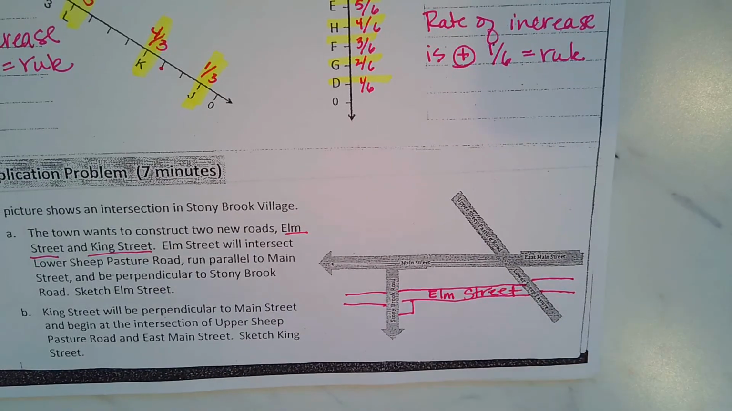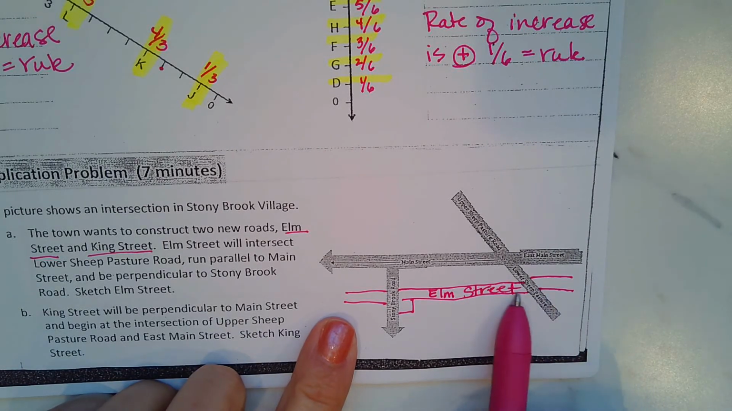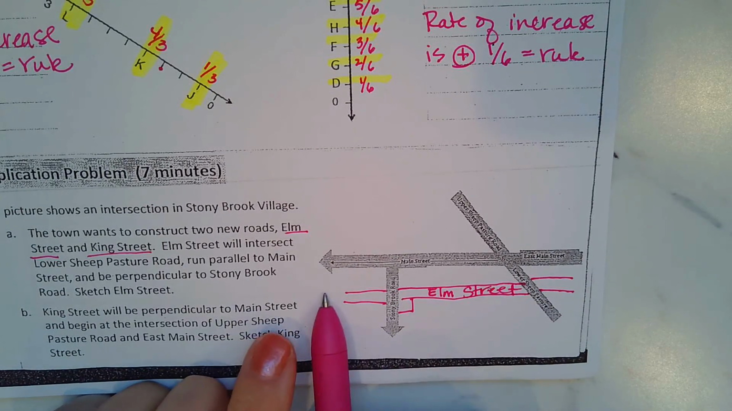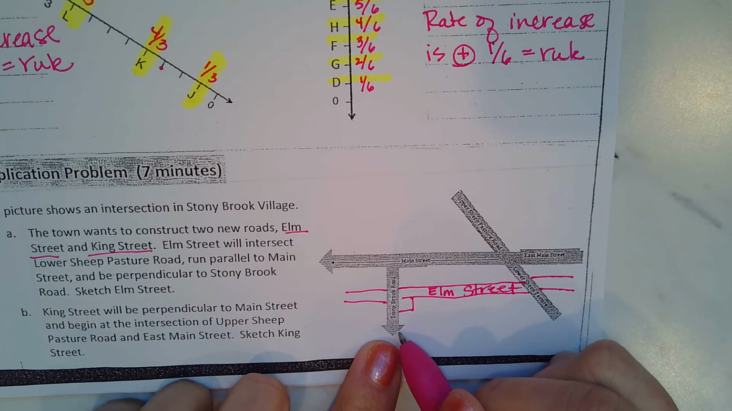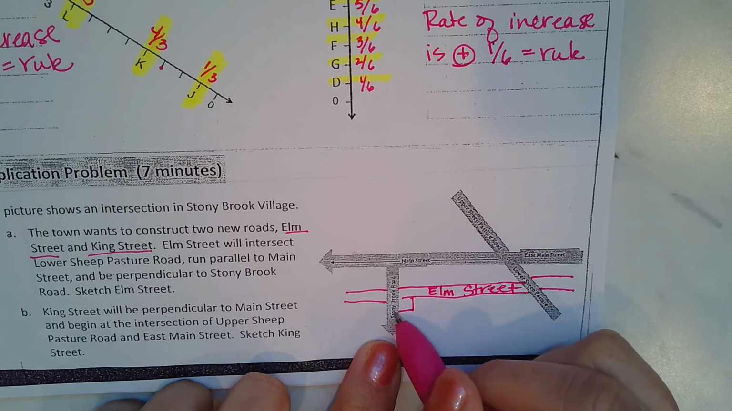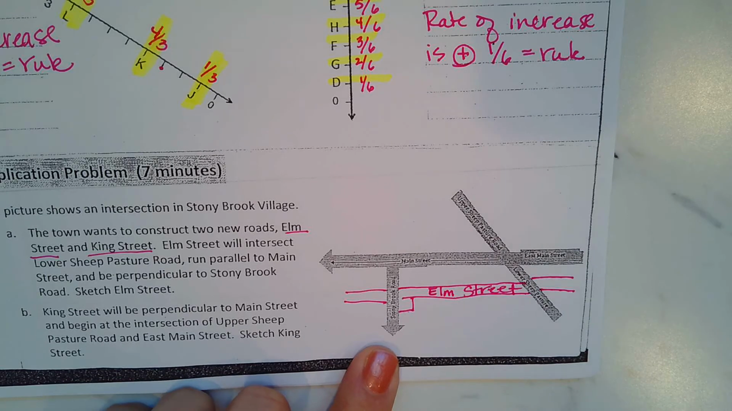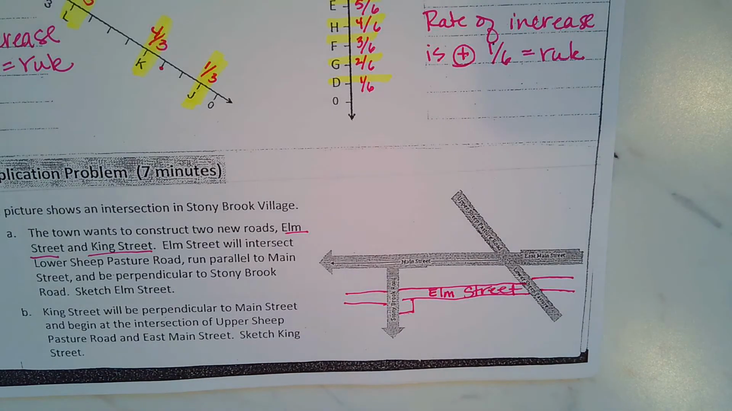All right. Did you create a road that intersects Lower Sheep Pasture and runs parallel to Main Street and is perpendicular to Stony Brook Road? Remember, perpendicular means crosses at a right angle or forms a right angle. All right, next part of our application problem, King Street will be perpendicular to Main Street and begin at the intersection of Upper Sheep Pasture Road and East Main Street. Sketch King Street and check back.